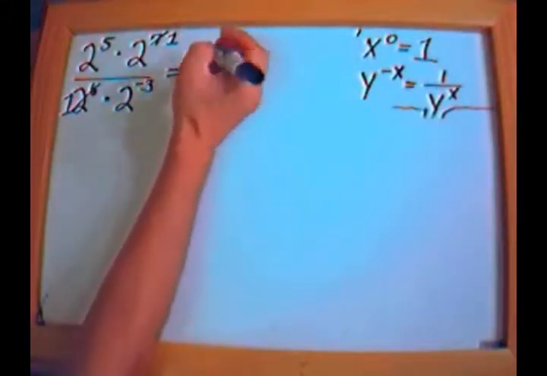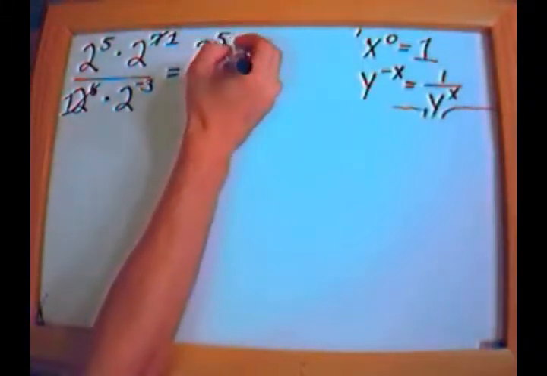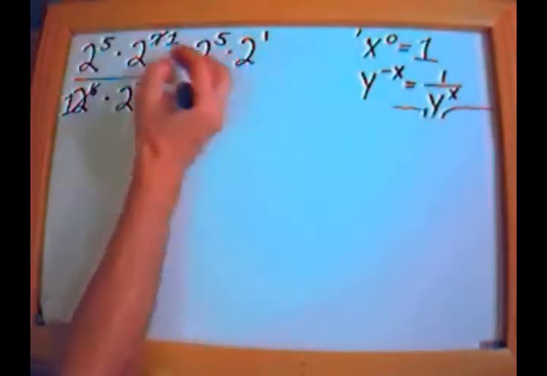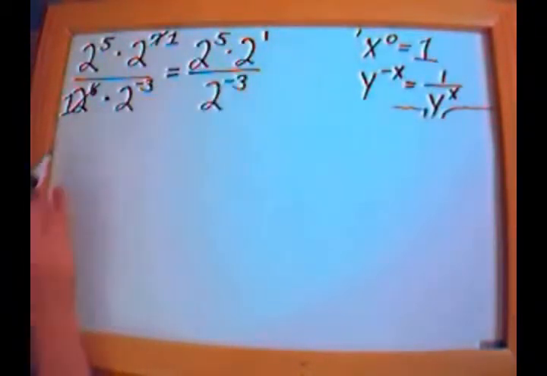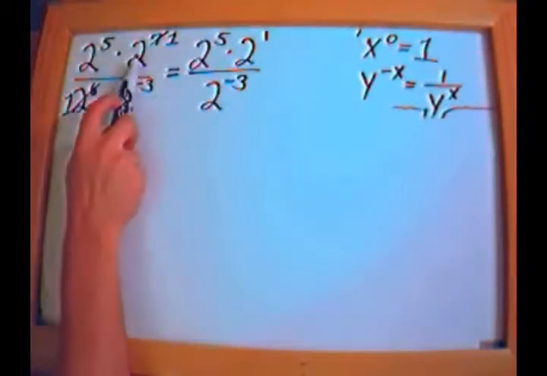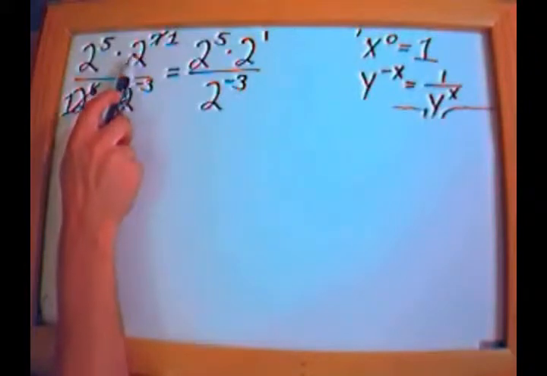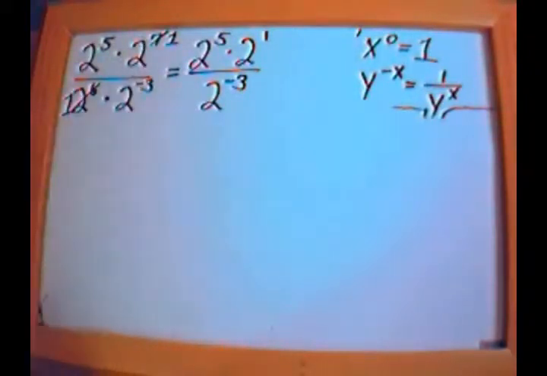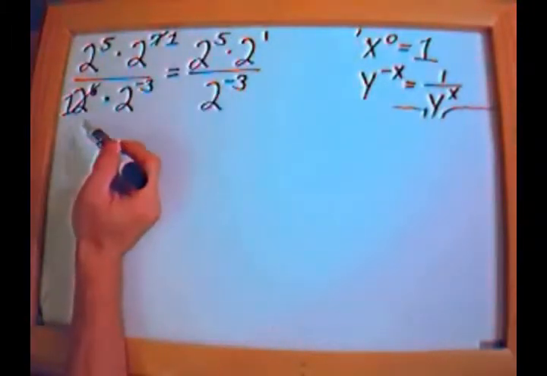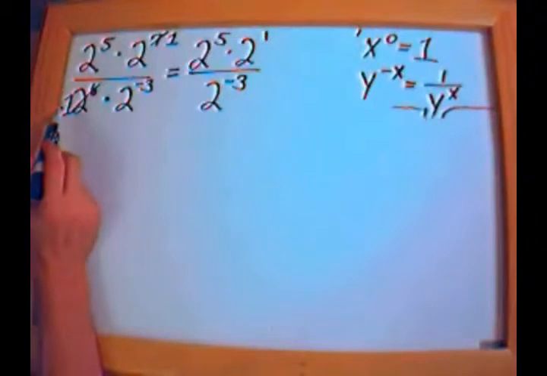So if I were to rewrite this, I would have 2 to the 5 times 2 to the 1, okay, over 2 to the negative 3. That is what happens when I start to cancel these things. Basically, you look for commonality of things in the top and the bottom. I have 2 raised to something in the top, 2 raised to something in the bottom, and I can simply subtract those exponents and arrive at the simplified thing, which is right there.